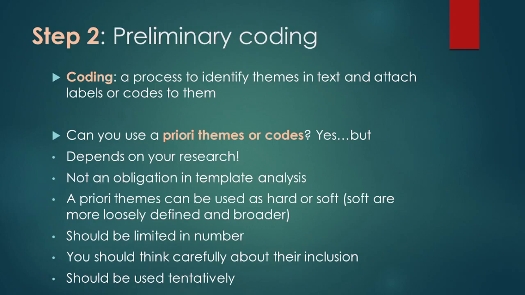Also, King and Brooks said that a priori themes should be limited in number to avoid unwanted blinkering effects on your analysis. Their inclusion should be thought through carefully with a clear correspondence to key concepts and views. Also, they should be used tentatively, as some may prove to be irrelevant, not of use, or have a meaning with the potential for redefinition or discarding.